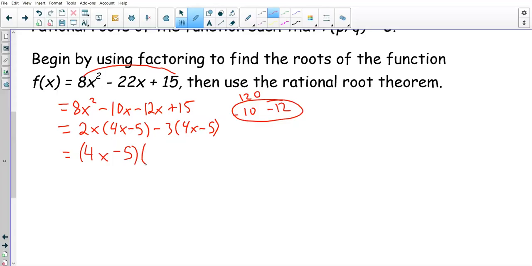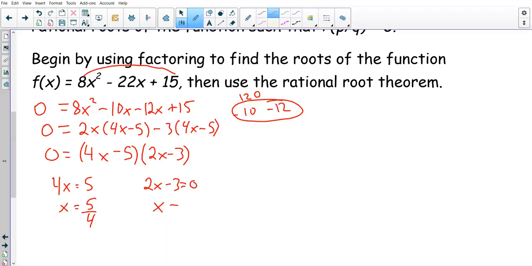So I've got my 4x minus 5. I've got 2x minus 3. And so that's going to give me, if I'm looking for roots here, we'll set f of x equal to 0. So I get 4x equals 5. So x is equal to 5/4. And I'm going to get 2x minus 3 is equal to 0. I just sort of skipped the equal to 0 part in that first one. I'll go back and add that in just 1 second. That's going to give me x is 3/2. So I had 4x minus 5 is equal to 0. Okay, so now I factored it and I found the roots.